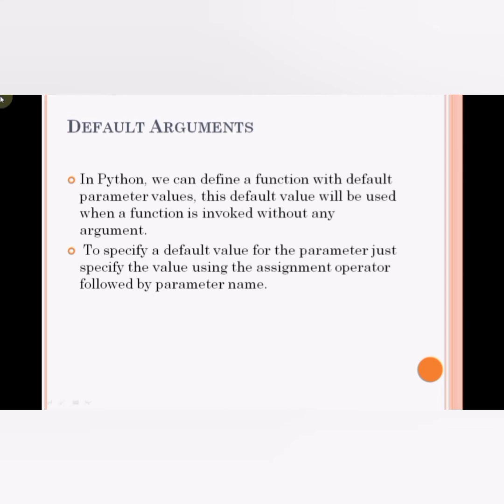In Python, we can define a function with default parameter values. This default value will be used when a function is invoked without any argument. Second, to specify a default value for a parameter, just specify the value using the assignment operator followed by the parameter name.